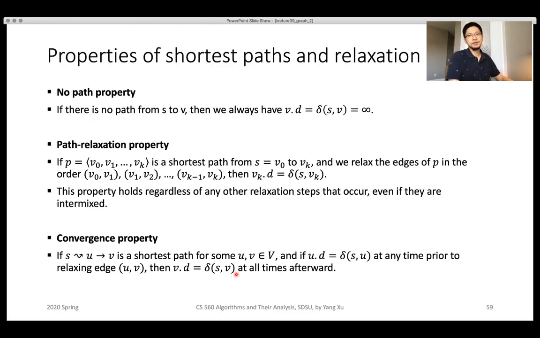So using these properties and the relaxation procedure defined, we will now look at how a shortest path algorithm can be implemented. So we'll use the Bellman-Ford algorithm as our first example.